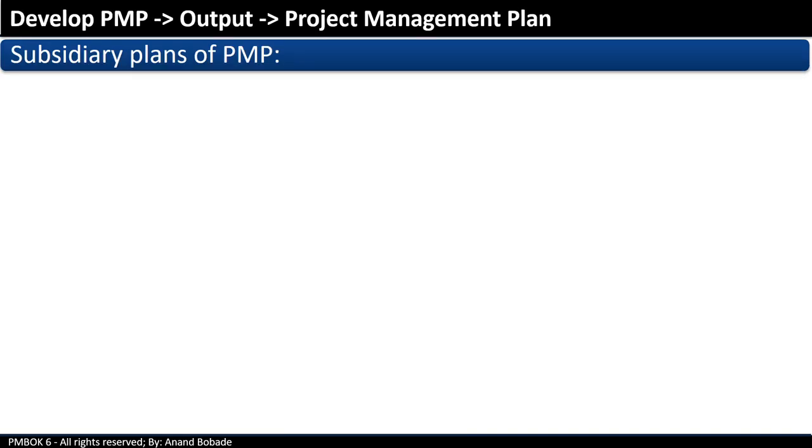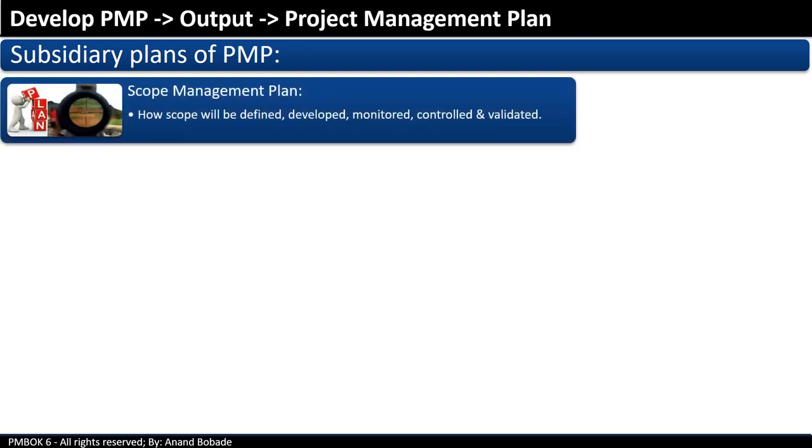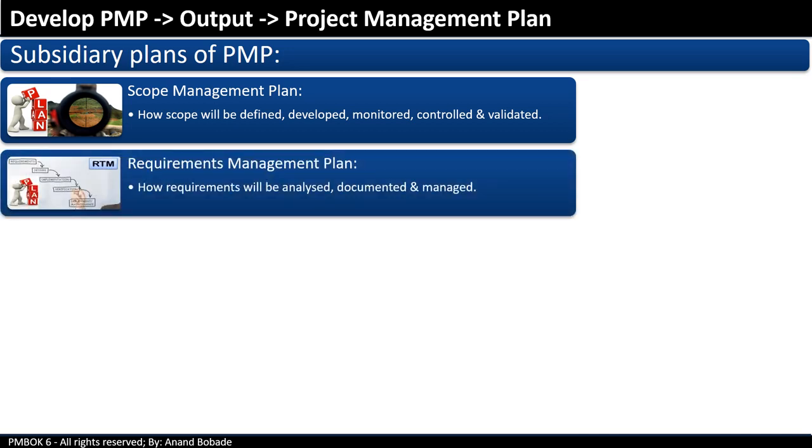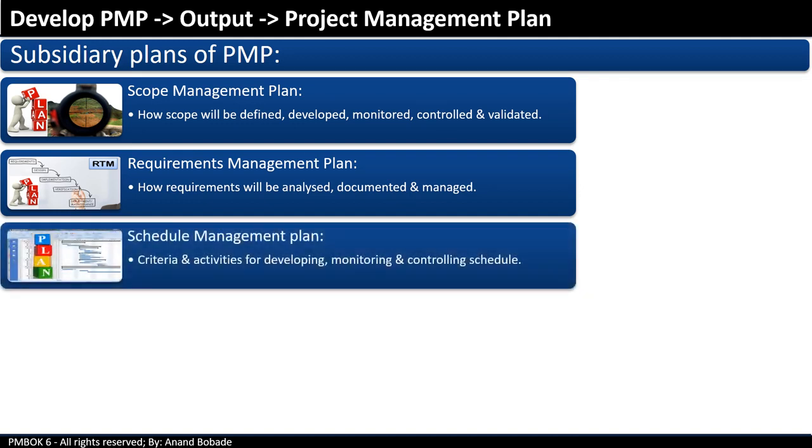Let's take a look at the subsidiary plans of a PMP, starting with the scope management plan. It defines how scope will be defined, developed, monitored, controlled, and validated. The requirement management plan defines how requirements will be analyzed, documented, and managed. The schedule management plan describes how the project schedule will be planned, structured, and controlled.